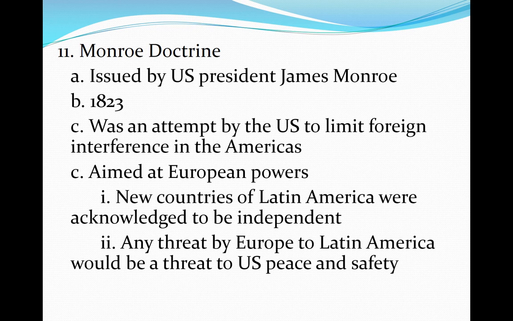So the Americans issue this Monroe Doctrine, and it's basically saying to the Europeans to stay out of the Western Hemisphere, that any push into the Western Hemisphere could be considered a threat to U.S. peace and safety, and as a result could be considered an act of war. And basically, if Europe minds its own business and stays out of the Western Hemisphere, then America will follow suit and not get involved in the affairs of Europe.